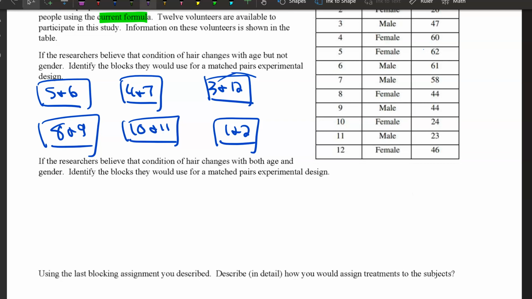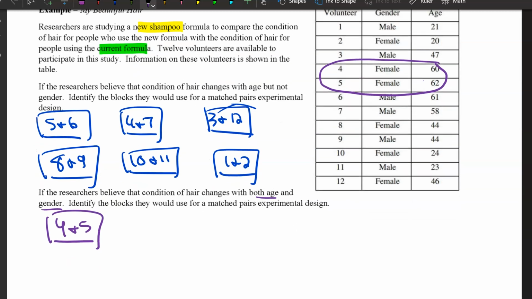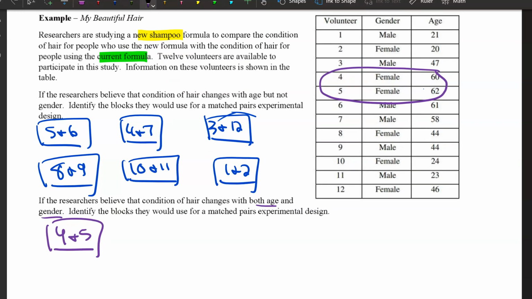If the researchers believe that the condition of hair changes with both age and gender, then how are we going to pair people together? I'm not necessarily going to put the two people that are the oldest together, but rather the two people that have the same gender and are the oldest together. So instead of the two absolute oldest, I'll put the two girls that are oldest together. So this would be the female and old group. And then we got a guy. Here's the guy group that's a little bit older, the old guys.